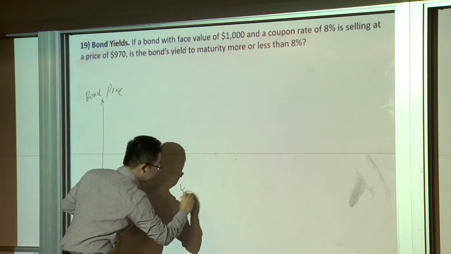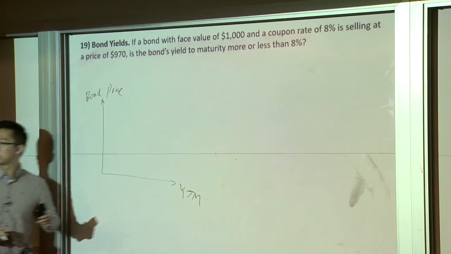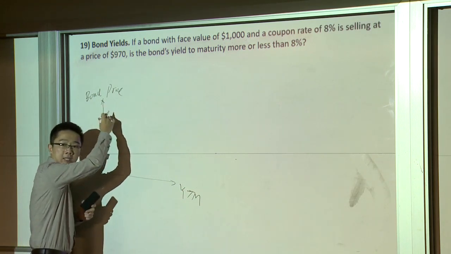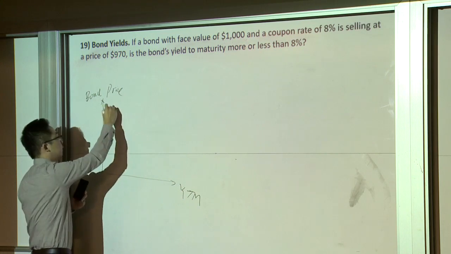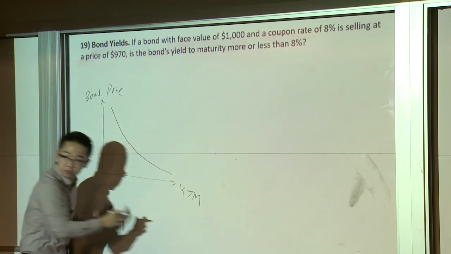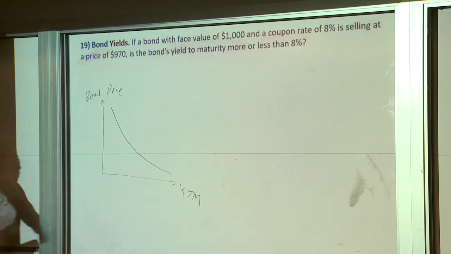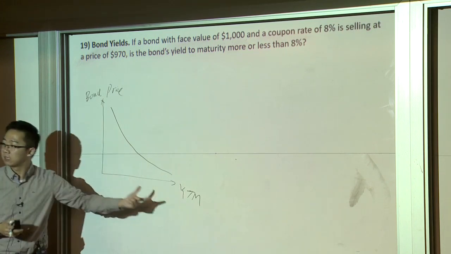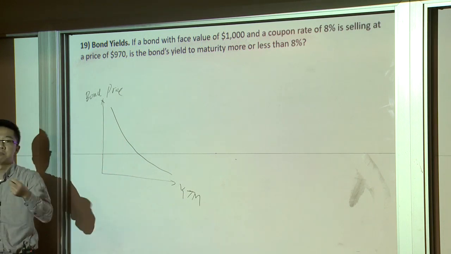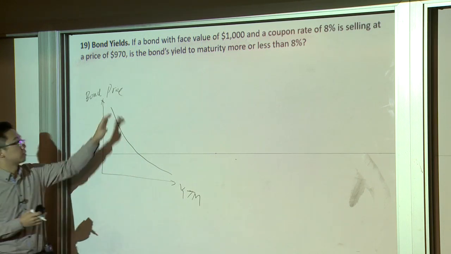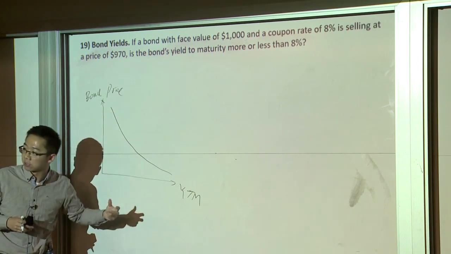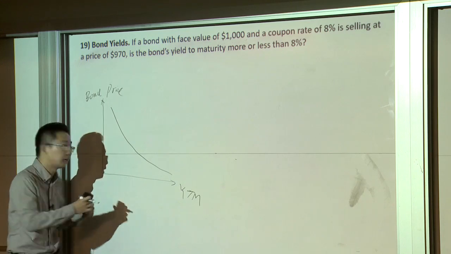Okay, so the bond price and yield to maturity. What should be the relationship between the two? Yield goes up, price goes down. Yeah, and is it a straight line? It's a curve, right, exactly. So as the yield to maturity goes up, bond price goes down. You can think about it this way: yield to maturity is a return that an investor requests for this bond. So if the return is higher, that means its current price should be lower so that it can provide a higher return, right?